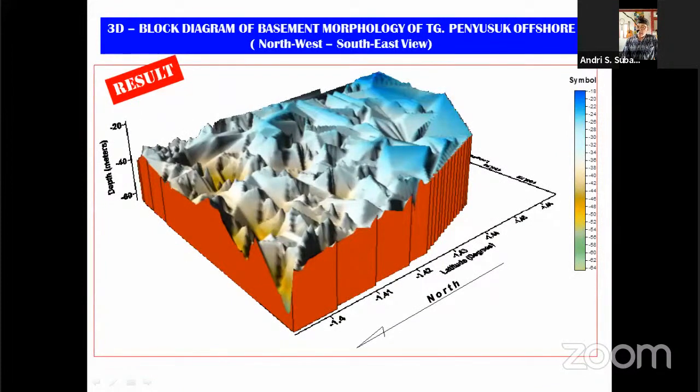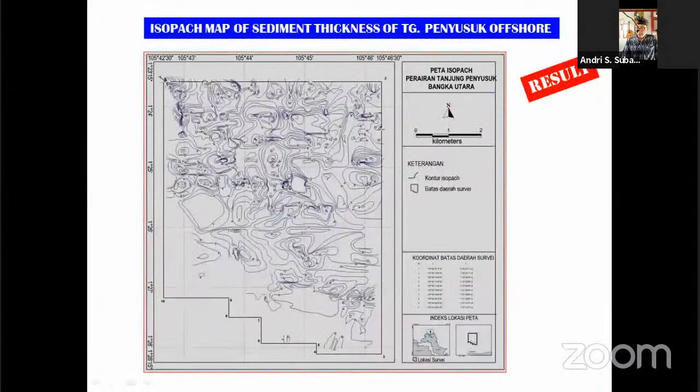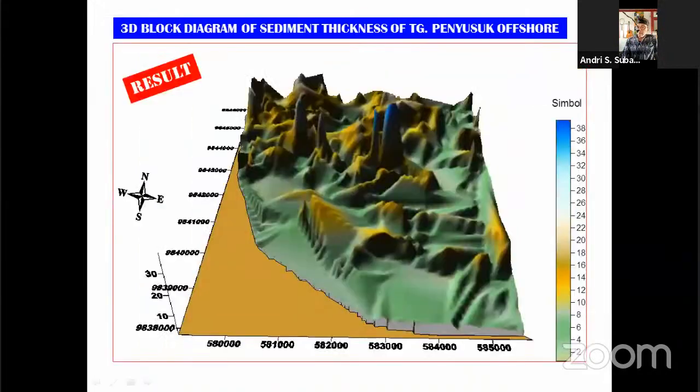Also the basement that is under other formations. After all, we can use the isopach map. The isopach map of sediment thickness is very important because we can know the thickness of sediment that may contain tin sand. This is the 3D diagram that maybe we can use to prove the thickness of tin sand in every valley on the seabed.